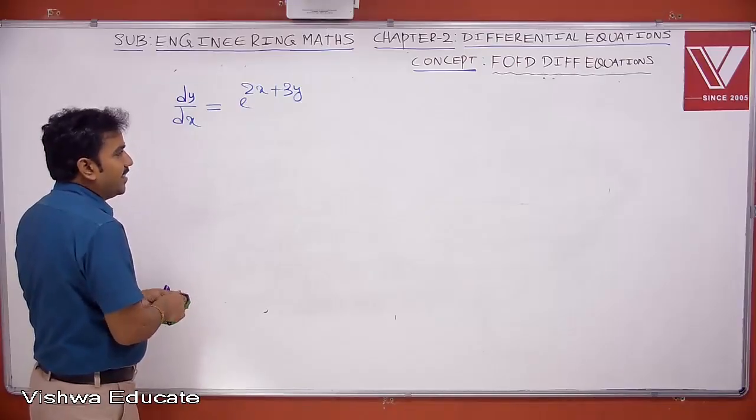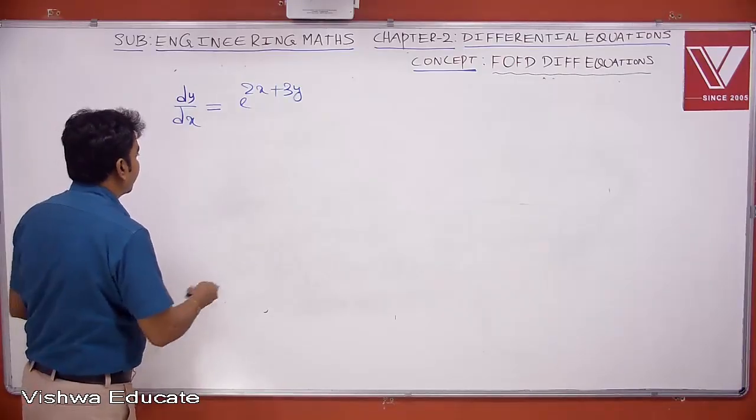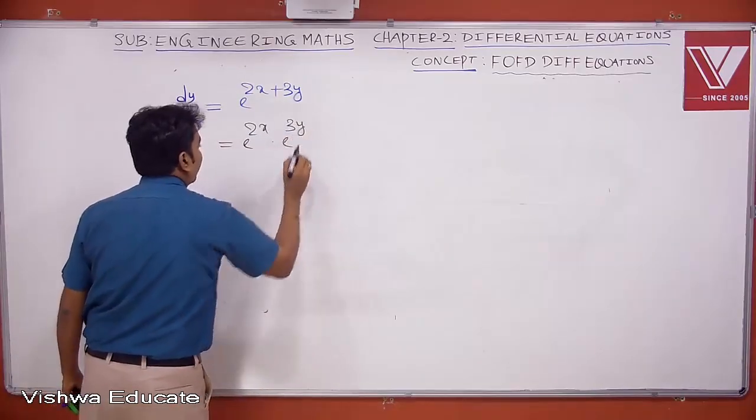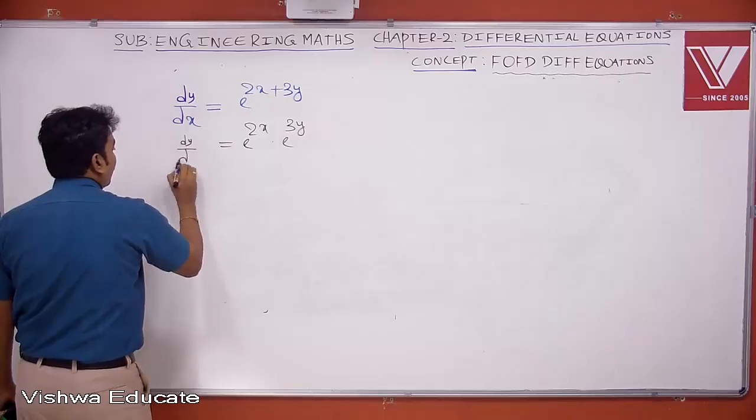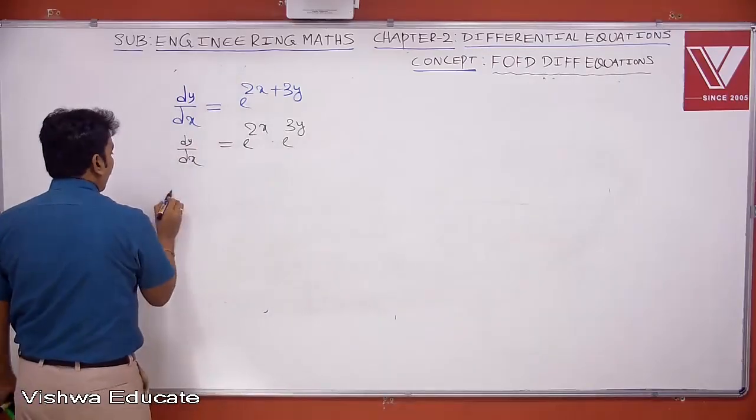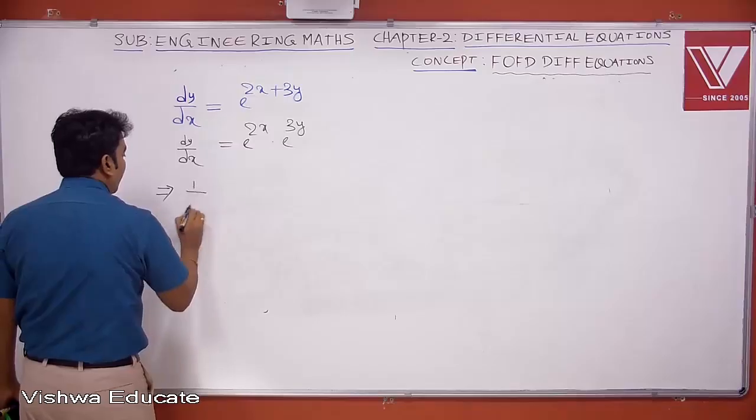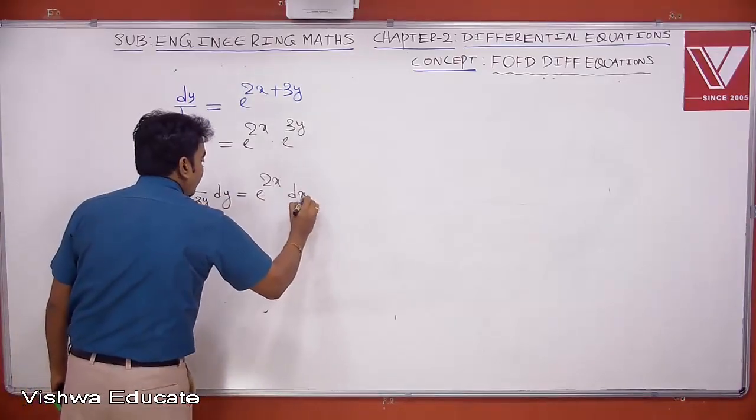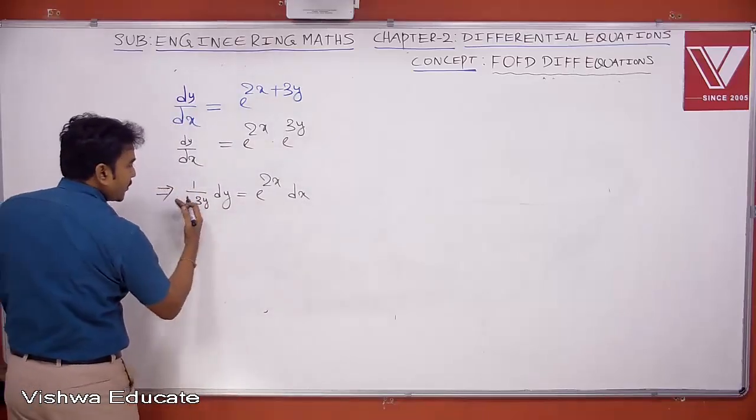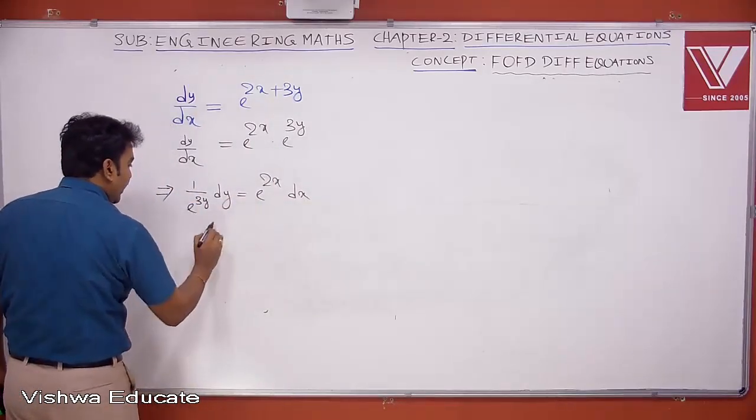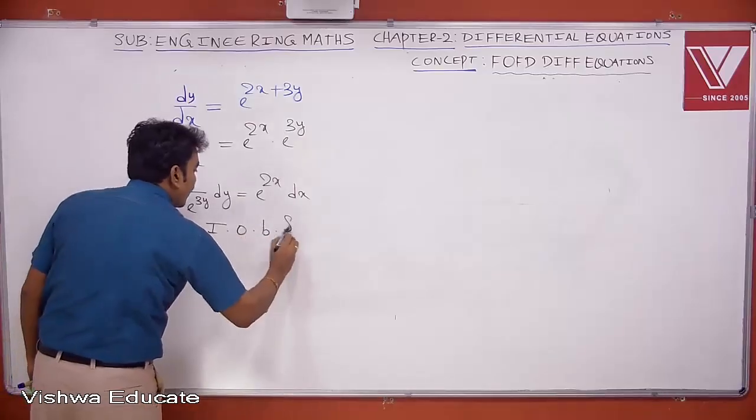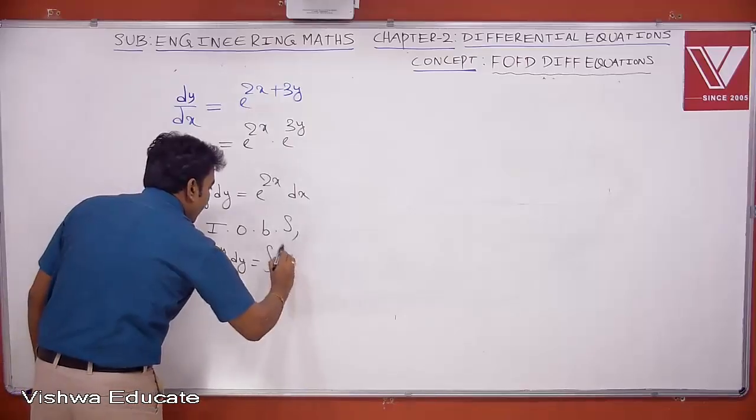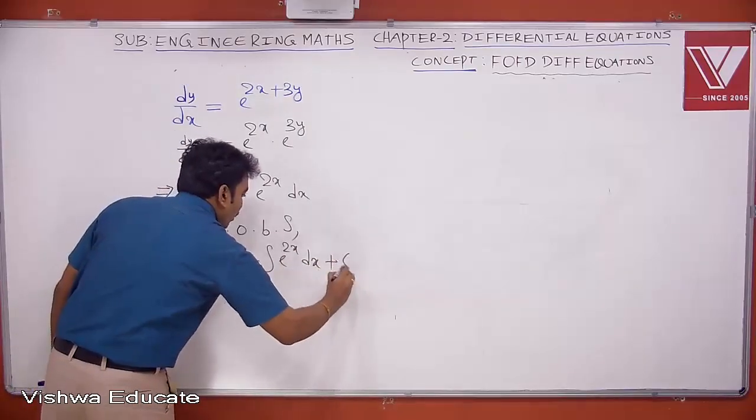Now let us see. This equation we can write as e power 2x into e power 3y. Therefore, dy by dx equal to e power 2x into e power 3y. Now cross multiply this equation, we get 1 by e power 3y dy equal to e power 2x into dx. What happened is y variables are one side and x variables are one side. So integrating on both sides, we get integral e power minus 3y dy equal to integral e power 2x dx plus general constant c.